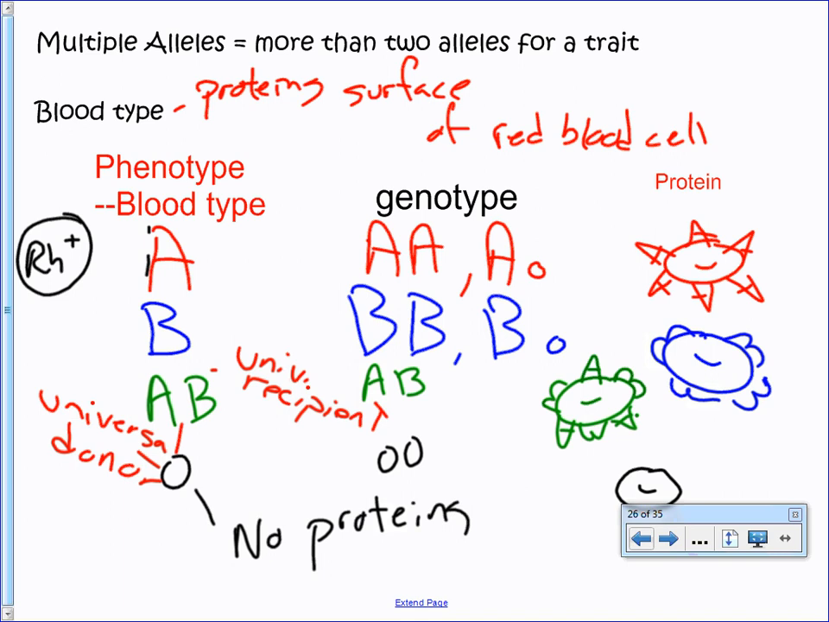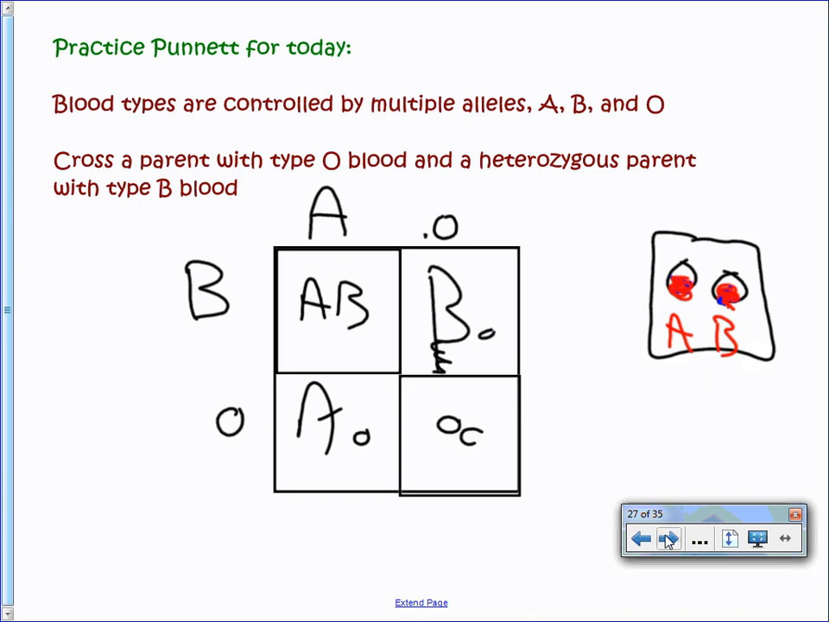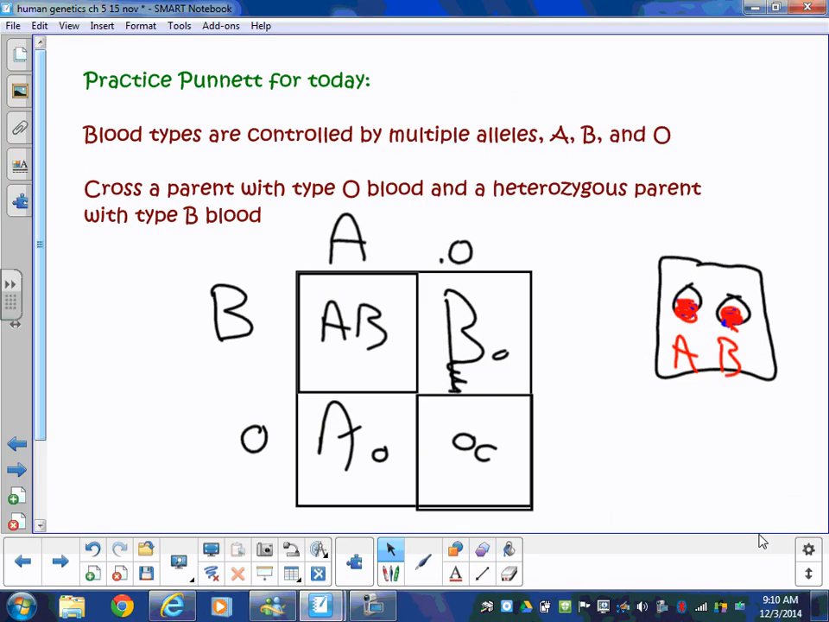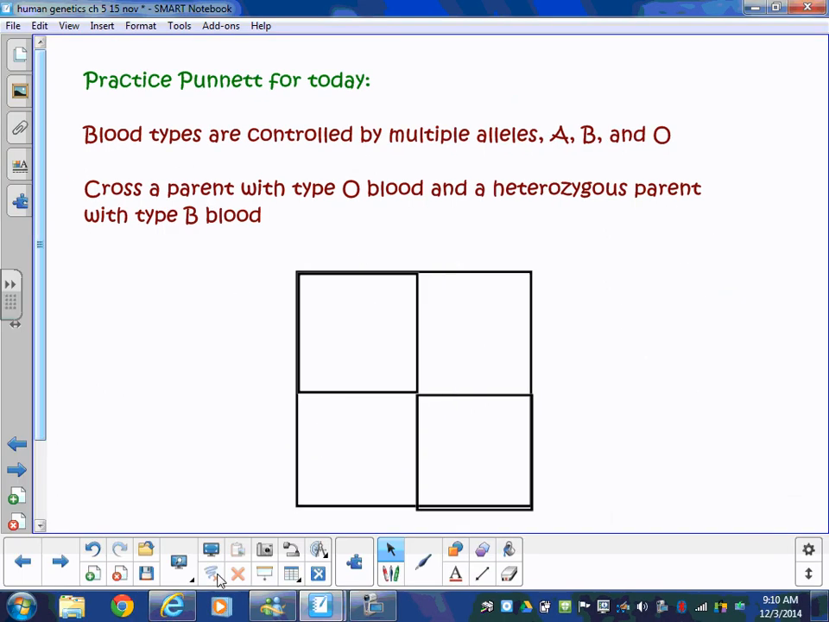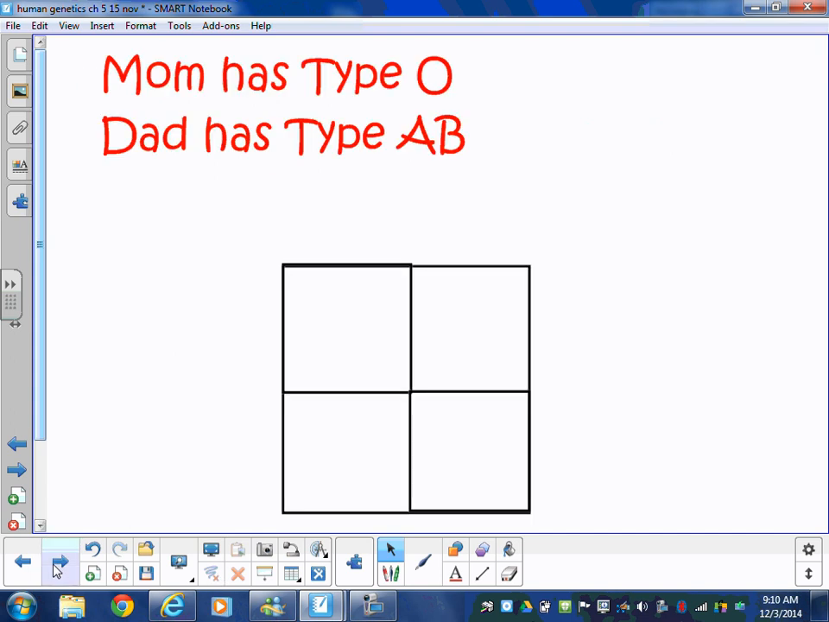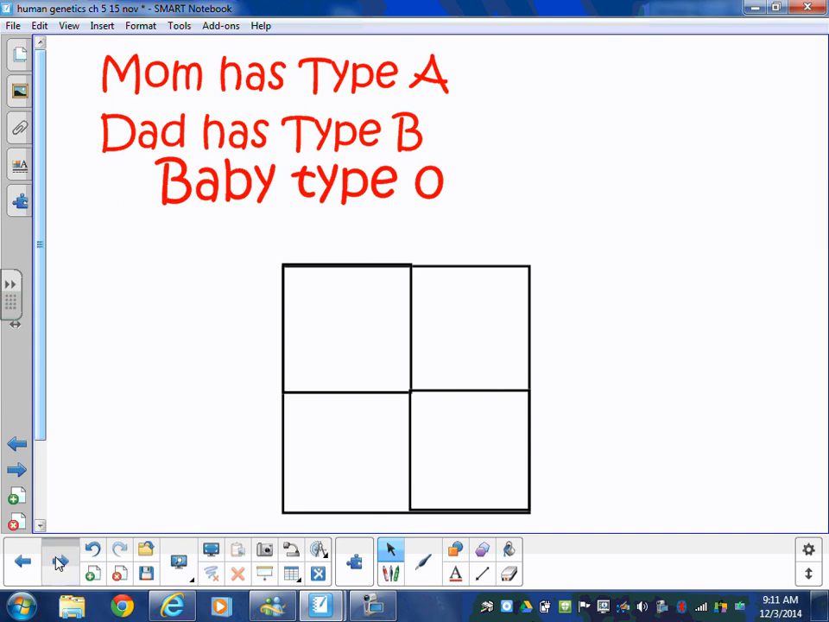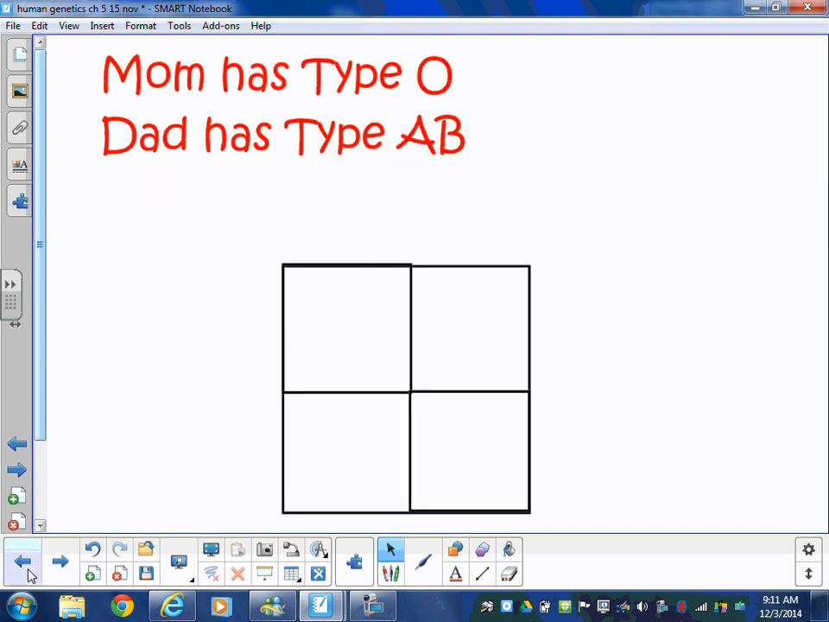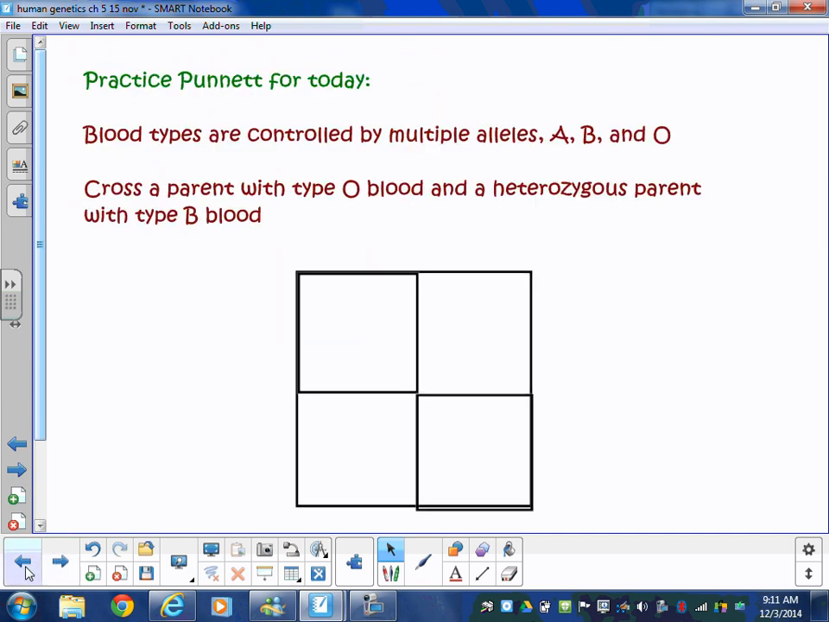So anyways, let's do a Punnett square. So let's take a look here. Practice Punnett square for today. Cross a parent with type O blood and a heterozygous parent with type B blood. Okay? So go ahead and do it and see what chances the kid has. And then I'm going to give you a couple other Punnett squares in a minute, like this one and this one. Oh, look how much fun this is going to be. Okay. So start with this one. Let's go.